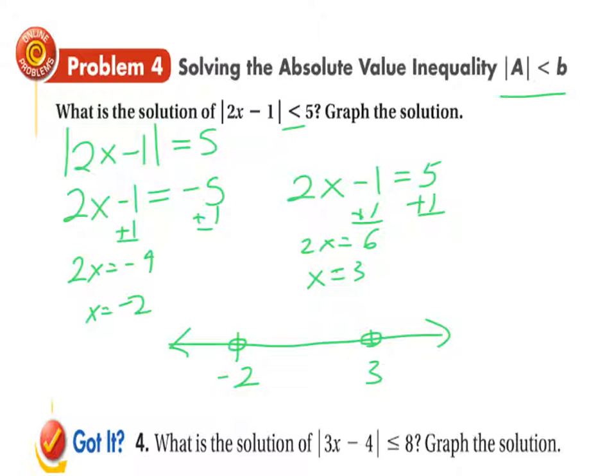But a simpler way to do that without having to remember much of anything is just to pick a test point. Now I'm a big fan of using 0 for my test point because it makes calculations easy. So we'll plug that into the original inequality and see if it works. Again, the 2 times 0 would be gone, which means we'd have the absolute value of negative 1 is less than 5, which becomes 1 is less than 5. So that is a true statement.